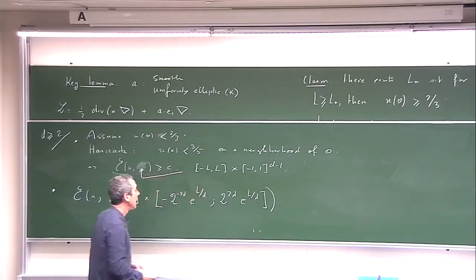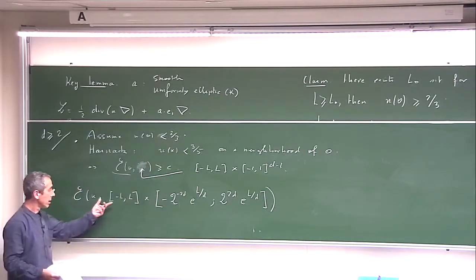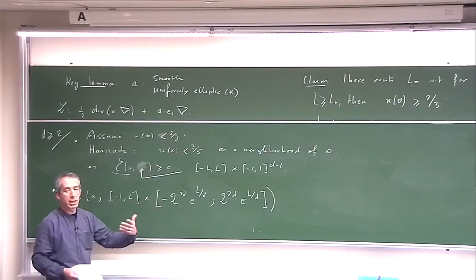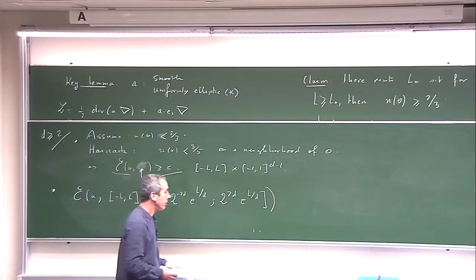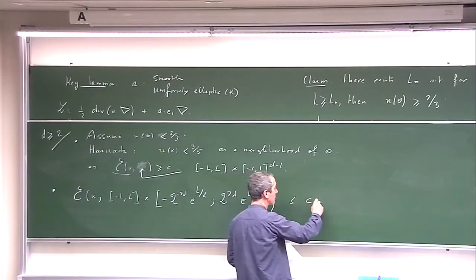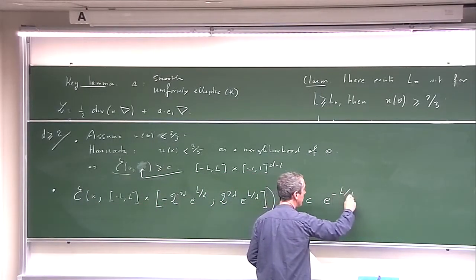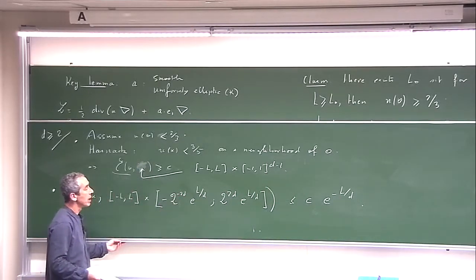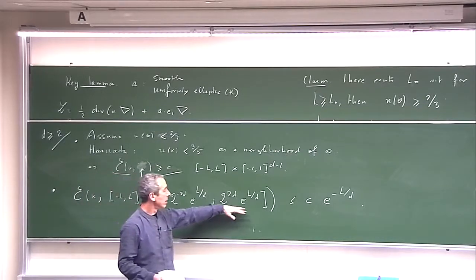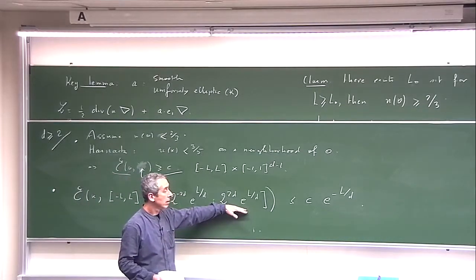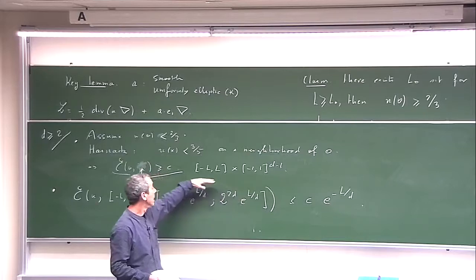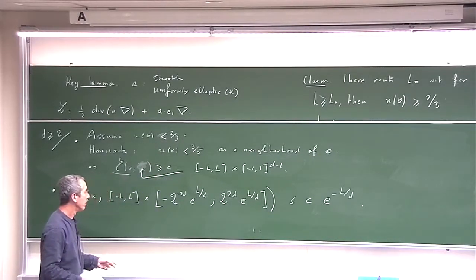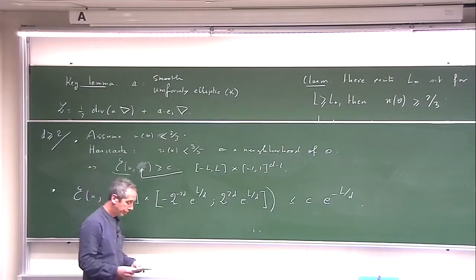So what we will show is that if you take the energy of U in such a domain, then this decays to zero quite fast. So this is less than some constant times exponential minus L divided by d. And once again, in the constant there might be some lower order terms. So once we have this kind of upper estimate, it's in contradiction with this. And then we can choose L0.